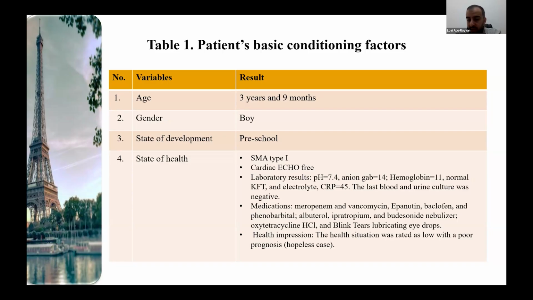CRP was 45, but the blood culture and urine culture were negative. For medication, the patient was started on meropenem, vancomycin, epagliflozin, baclofen, and phenobarbital. He already takes some anticonvulsants at home. Health impression: the health situation was rated as low with a poor prognosis, a hopeless case.